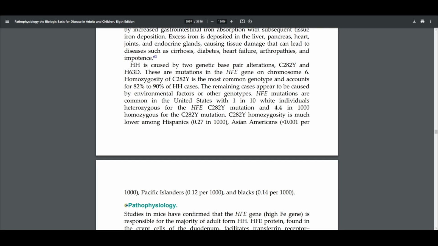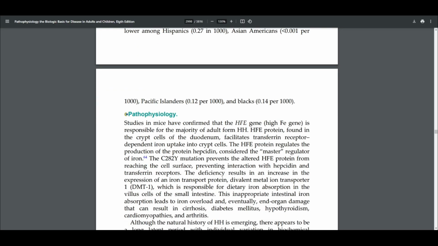HFE mutations are common in the US, with 1 in 10 white individuals heterozygous for the HFE C282Y mutation and 4.4 in 1,000 homozygous for the C282Y mutation. C282Y homozygosity is much lower among Hispanics, Asian Americans, Pacific Islanders, and African Americans.